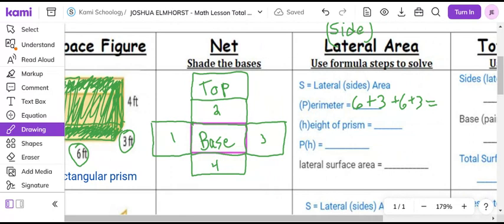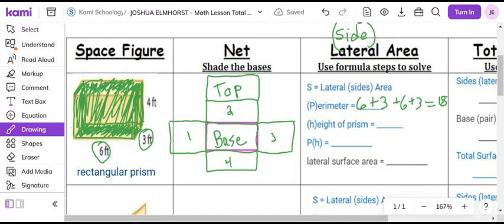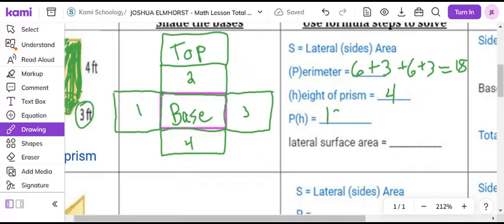So 6 and 6 is 12, 3 and 3, so the perimeter is going to be 18. And then how tall up? How far up did we go? 4. So the height of the prism. So the perimeter times the height will give us the area of all the side faces of that shape. Go ahead and multiply that out.